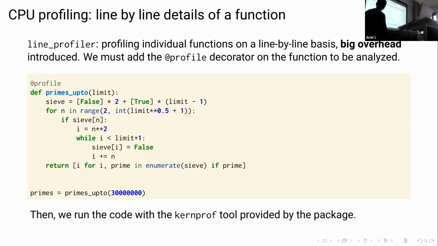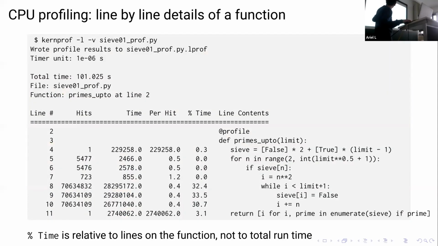And then the module provides a binary, a kernprof tool that will do the actual profiling. So if I have the code I just saw, the only thing that we modify is adding the @profile on top of primes_up2. Then we use the kernprof tool provided by the extension with these options, and we will get this kind of information. You see that the total time of running this, instead of the 10 seconds, was about 100 seconds. We are 10 times more.